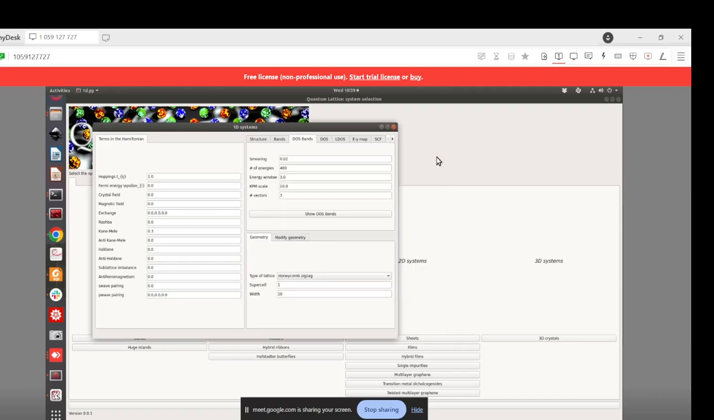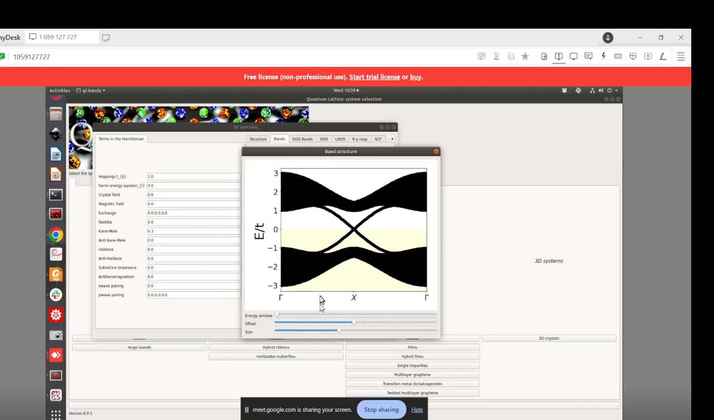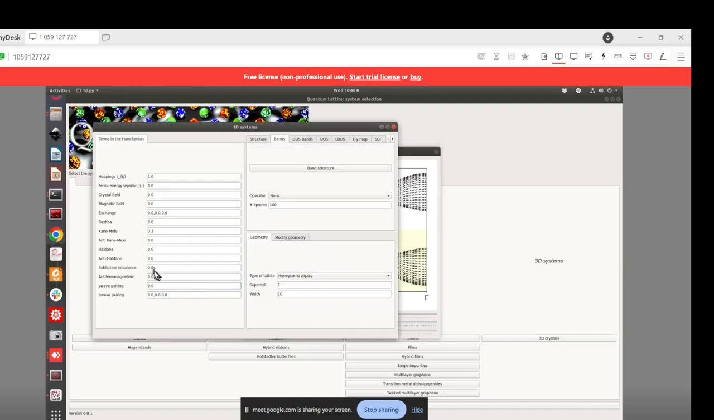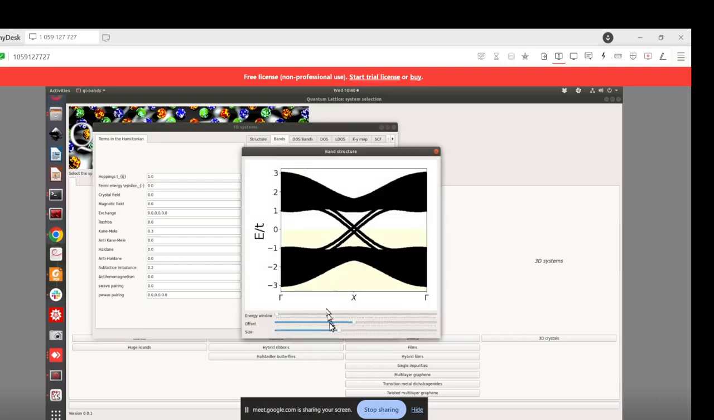I need to see bands actually. Then I also need to turn on the sublattice imbalance term which was there.